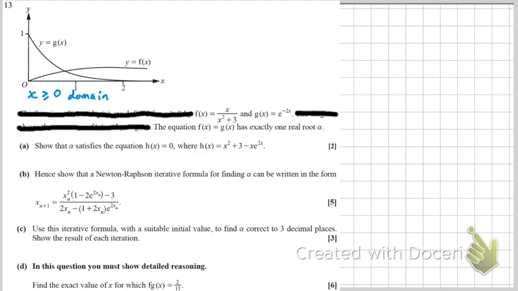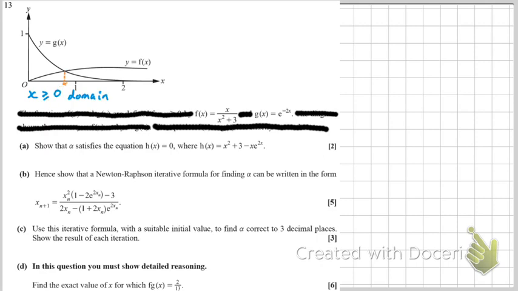And I'm going to cross out this information because it doesn't tell us anything that isn't already on the graph or already known. We're also told that the equation f(x) equals g(x) has exactly one real root. Well, we can see that on the graph. They cross once, and so the x value of that must be alpha. So I'm going to indicate that on and then cross out that information. Again, I don't want to have to read that again because I know that there's nothing useful there. So I've just stuck alpha there on the graph.